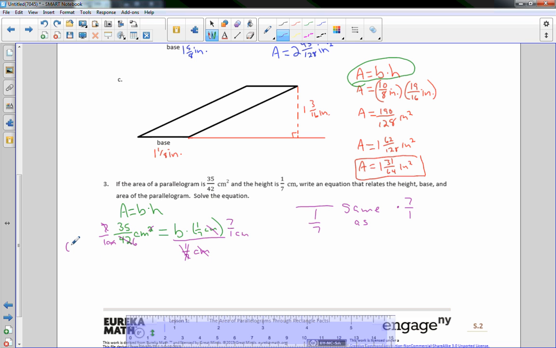So this is what's happening off to the side with our unit. We have centimeters squared divided by centimeters. And centimeters squared is the same as saying centimeters times centimeters. When I divide by centimeters, one of them cancels, leaving me with 1 centimeter by itself. So I now have 35 over 6 centimeters equals my base. And 35 over 6 is 6 times 5 is 30, with a remainder of 5 centimeters. So my base is 30 and 5/6 centimeters.